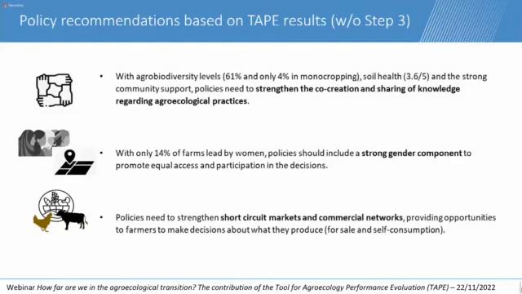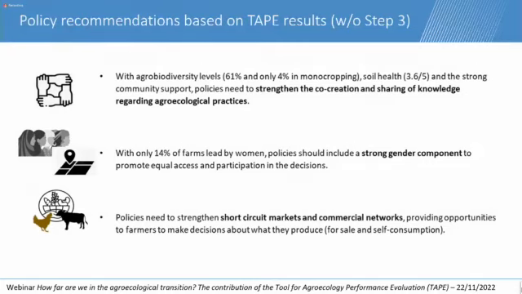In this case, the results, and of course we are putting the disclaimer that this is without step 3, so it was not possible at the time of the implementation to bring back these results and communicate them to the communities and have this discussion about the possible next steps. There's a high level of agrobiodiversity, with only 4% of farmers using a monocropping system. There's also a high score on soil health, 3.6 out of 5, and strong community support. However, the elements of recycling, synergies, and resilience were really low.